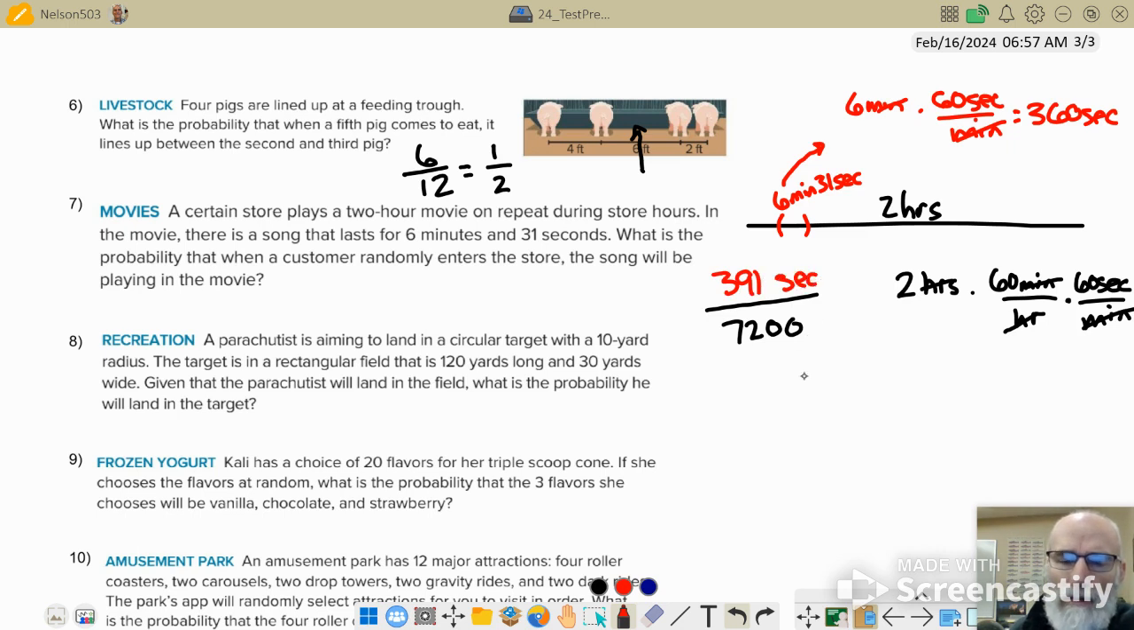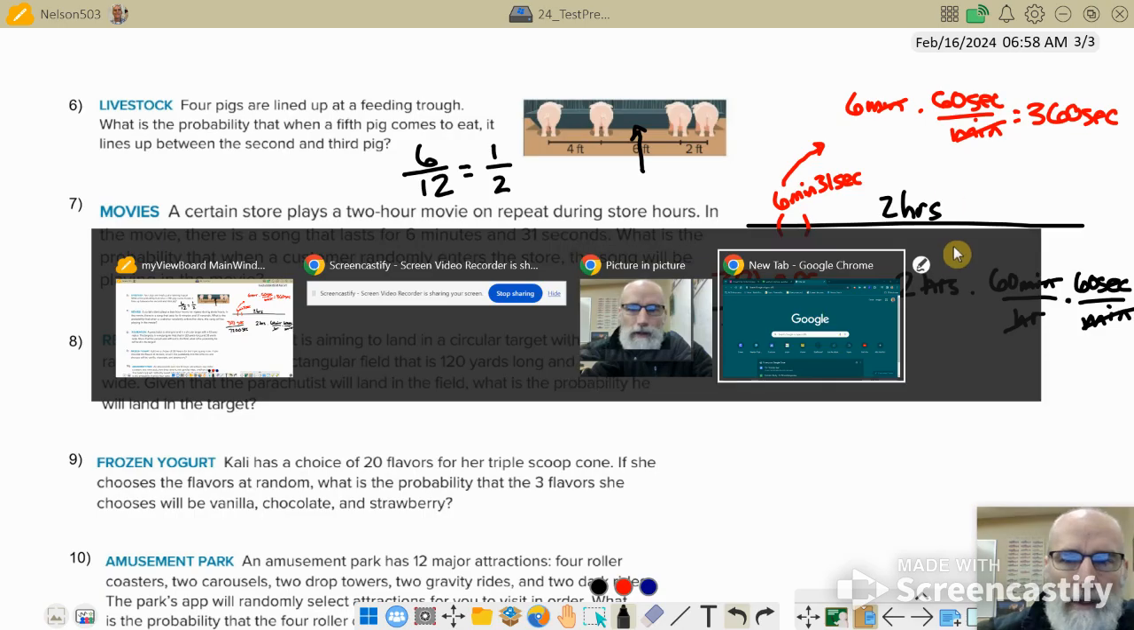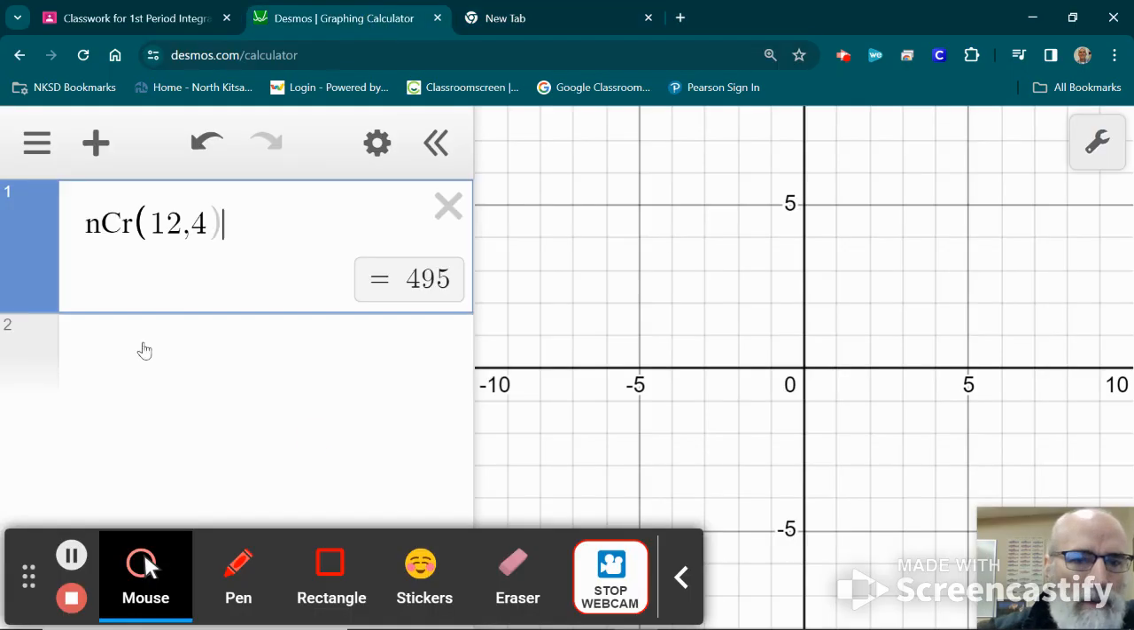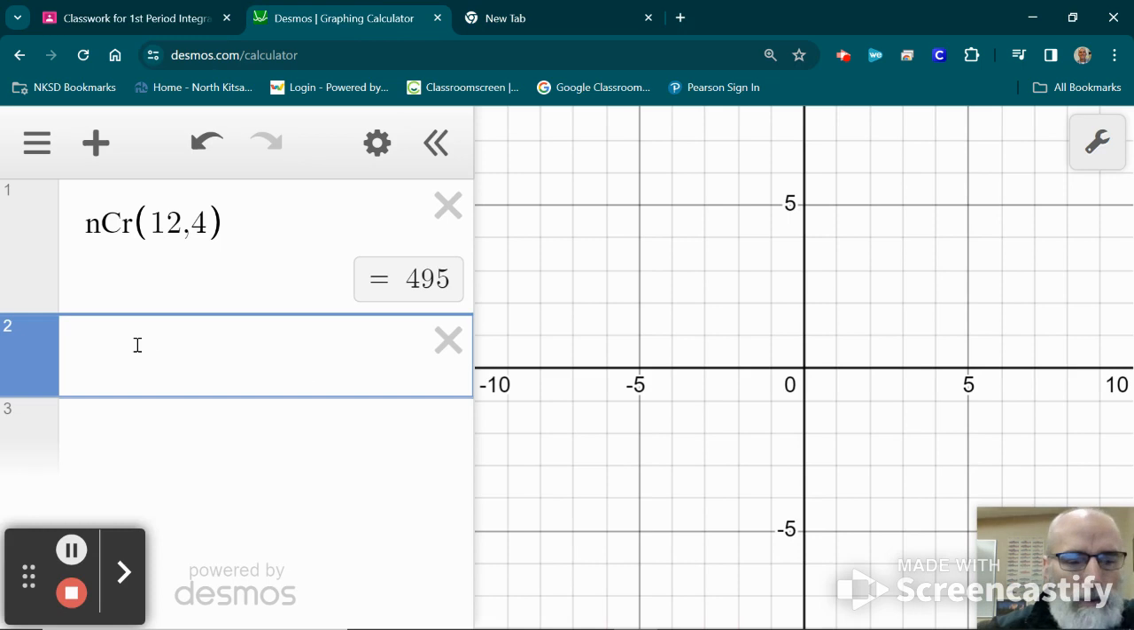So now we've got seconds and seconds, same units, and this is the probability that you show up. Now, are 391 and 7200 reducible? You could always go over to Desmos if you're not sure. And I saw somebody pretty cleverly do something like, hey, what are the factors of 361?